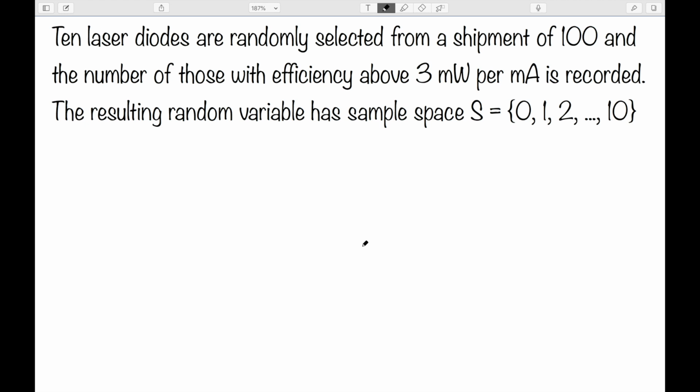Let's suppose 10 laser diodes are randomly selected from a shipment of 100, and the number of those with efficiency above 3 milliwatts per milliamp is recorded. In this case, the resulting random variable has a sample space consisting of 0, 1, 2, 3, etc., all the way up to 10. So this would be an example of a discrete random variable, since we have a finite number of possible outcomes.